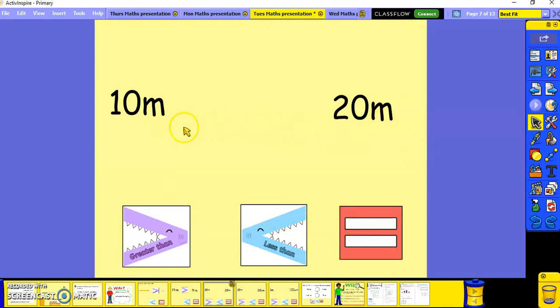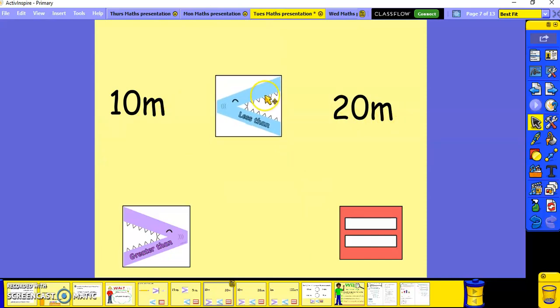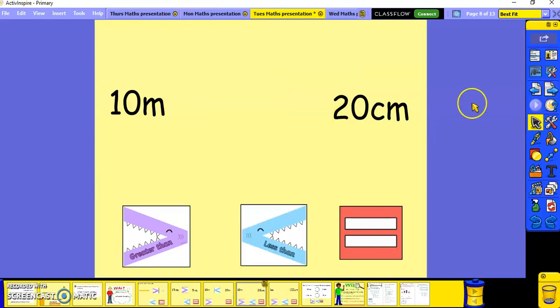Right, the answer to this one. 10 metres is greater than 20? No, that doesn't make sense. They're definitely not equal because I can see that they are different numbers, even though they're both metres. So let's try less than. 10 metres is less than 20 metres. That's absolutely right. 10 is less than 20 and they're both metres.